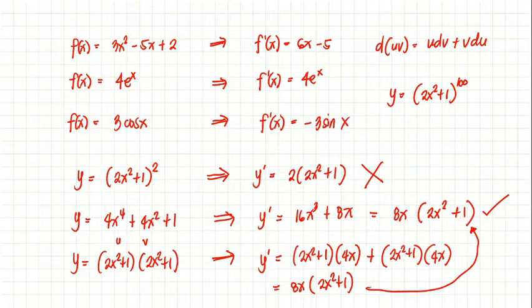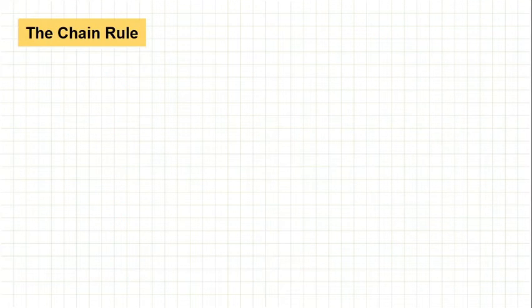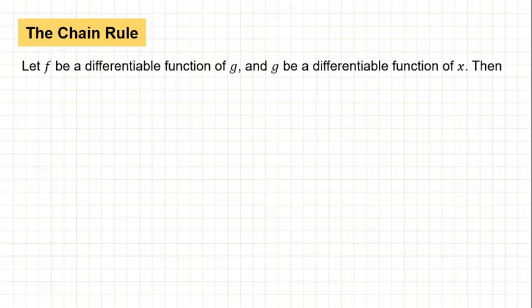And dito papasok ngayon yung chain rule. Si chain rule, kaya niyang i-differentiate ito. So, ano ba yung chain rule? So, here, the chain rule states that let f be a differentiable function of g and g be a differentiable function of x.